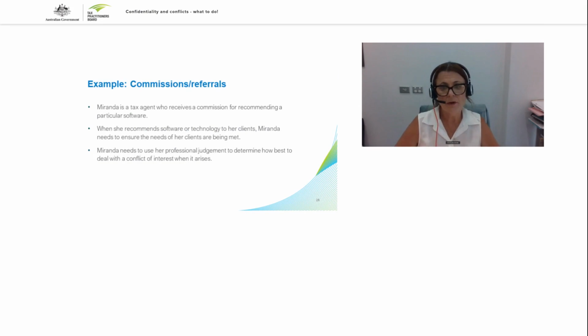So here we've got Miranda. Miranda's a tax agent and she receives a commission for recommending clients purchase a licence for a particular software, something that I'm sure most of you on this call are aware of or familiar with. When she recommends software or technology to her clients, Miranda needs to first and foremost ensure the needs of her client is being met and what will make their business most efficient and productive.